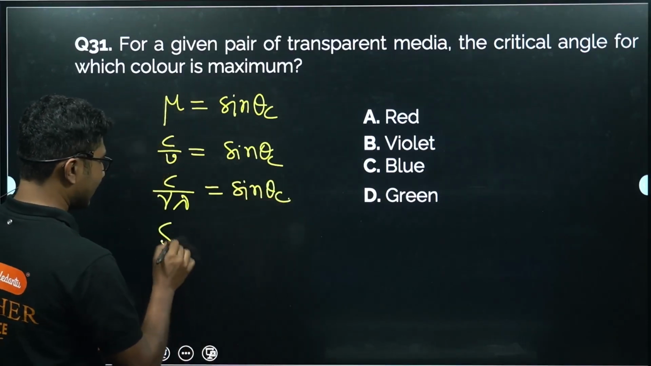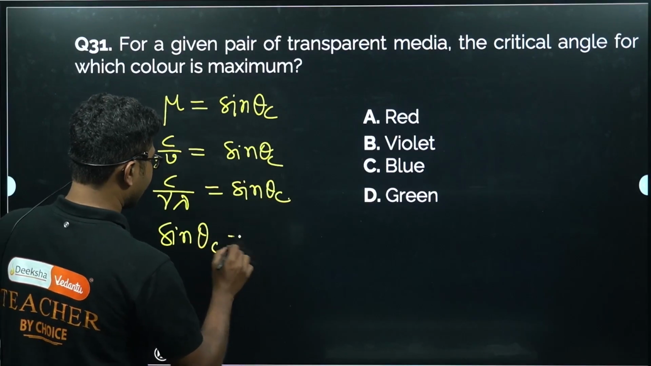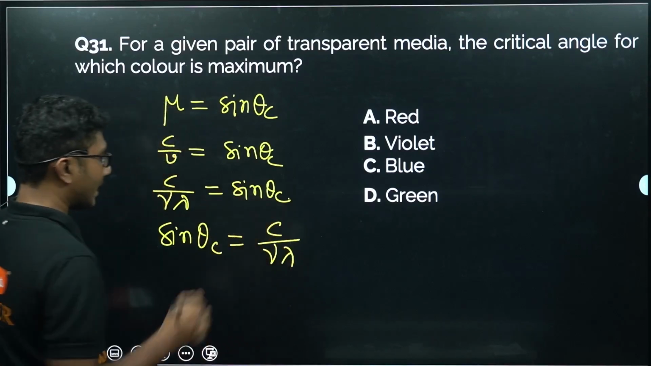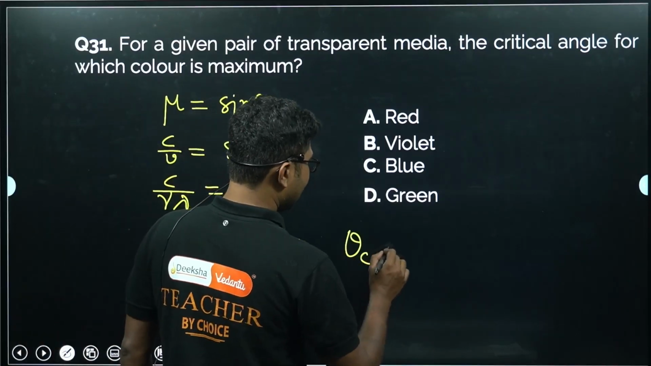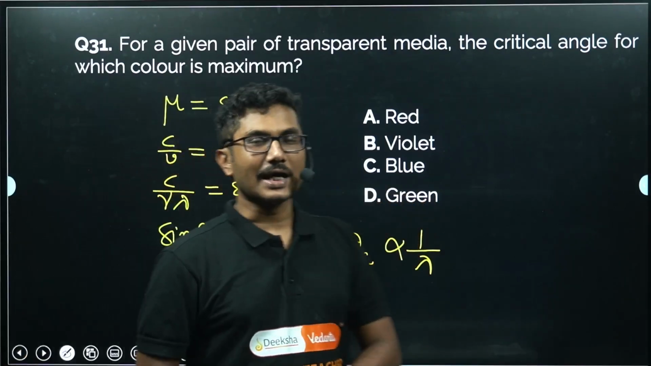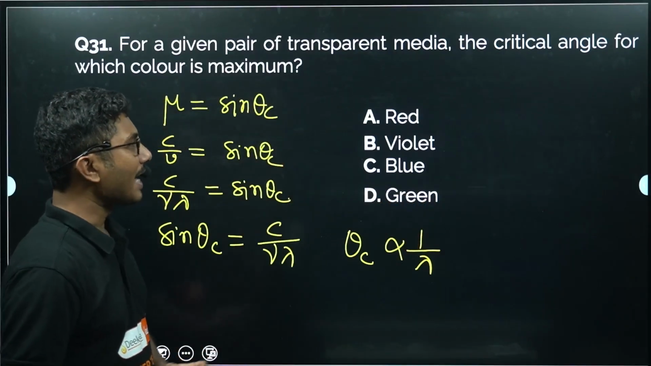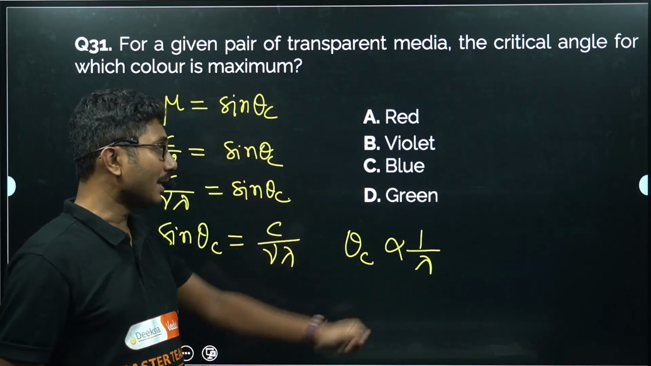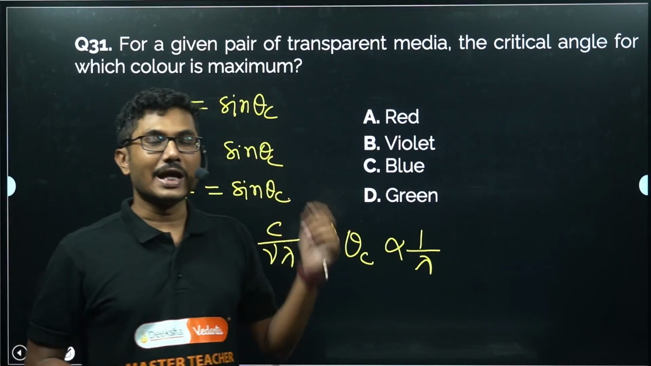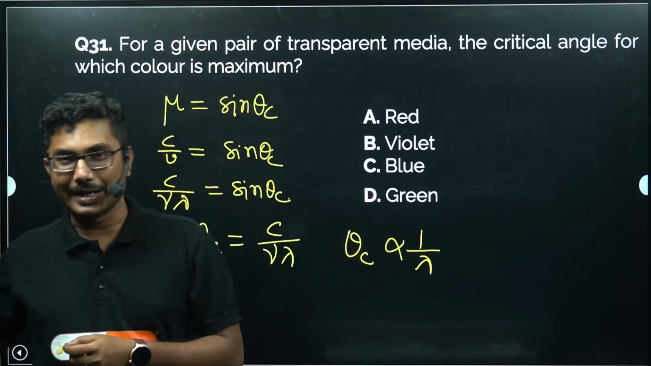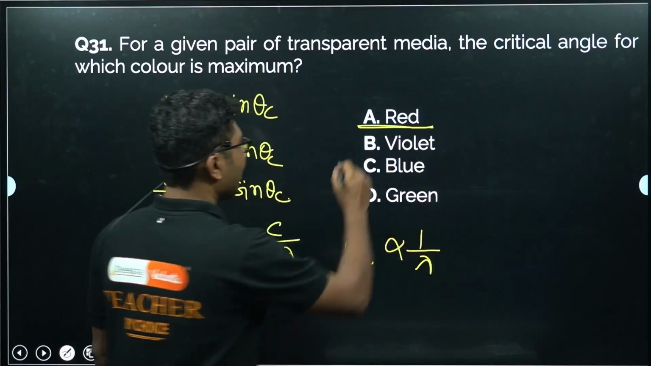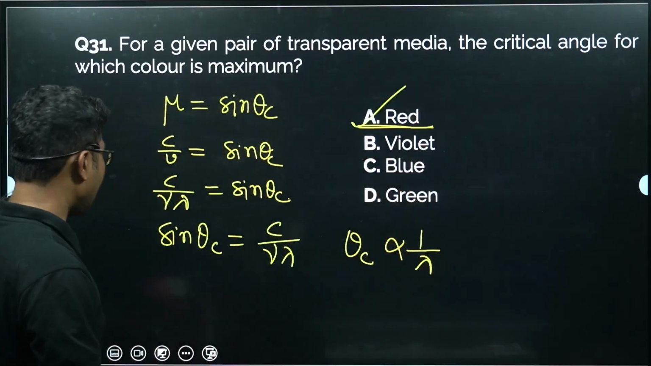So we can see that sin theta c, that is the sine of the critical angle, depends on the inverse of the wavelength. So we can say that theta c is directly proportional to 1 by lambda. So whoever has higher lambda has higher critical angle. Which one has the higher lambda? We know that V for violet goes to R for red. V has the lowest lambda and R, red, has the highest lambda. So for red, the critical angle will be maximum. So the correct answer is option A for this question.